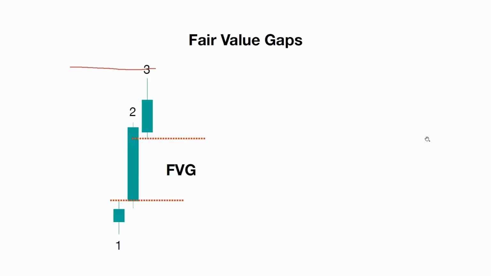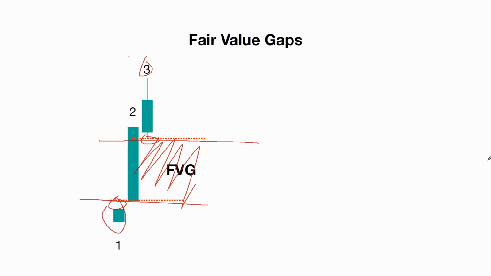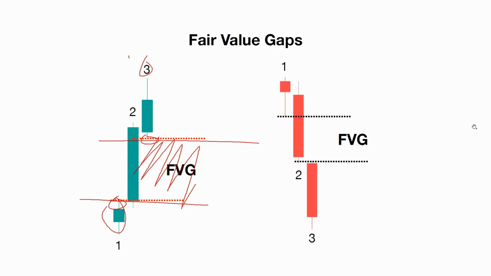A 3-candle pattern looks something like this. First thing, you can see here the first candle and the third candle: the low of the third candle and the high of the first candle did not overlap. That's your fair value gap. If the market is coming down, it's basically the same principle. This candle did not overlap. That's your gap. Again, the principle is quite straightforward.